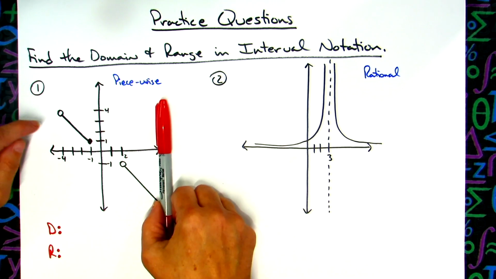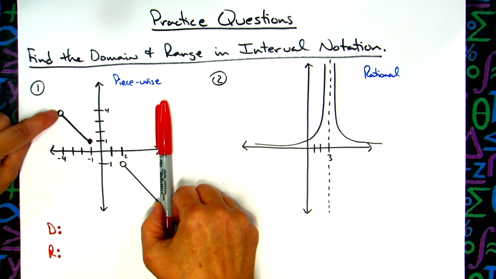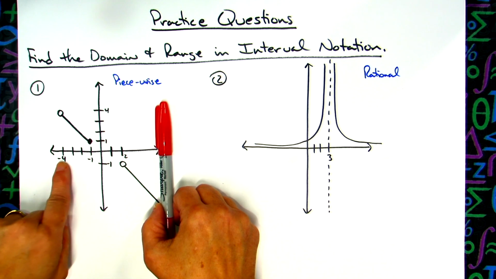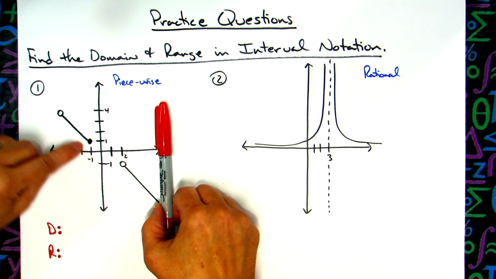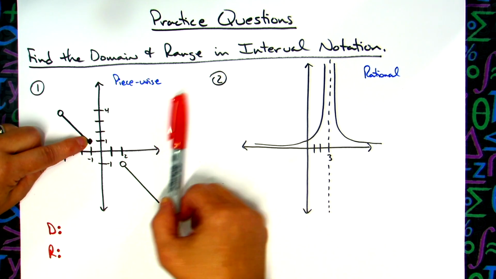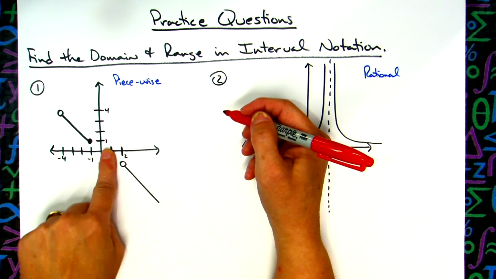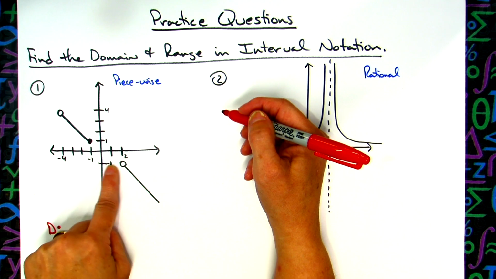Left to right is domain. So open circle means the point is not going to be included in the domain, so that -4 is not going to be included. All of the points, though, in between -4 and -1 are. -1 is included because it's a filled in circle. There is no part of the graph right here, so none of these numbers are in the domain.